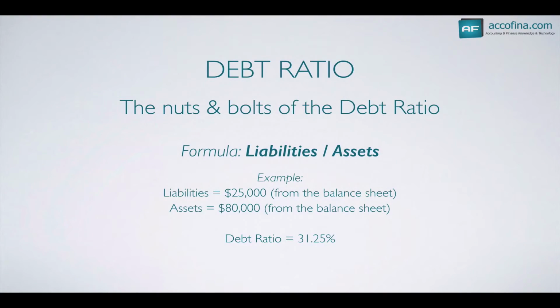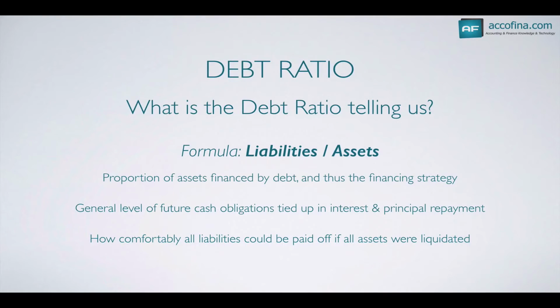The debt ratio, the first ratio we're looking at, the formula's there. It's just simply liabilities divided by assets, and I'll leave that formula up there. An example is if you have liabilities of $25,000, which is taken from the balance sheet, and assets of $80,000, which is also taken from the balance sheet. Plug those numbers in, and you have a debt ratio of 31.25%. Not too difficult.